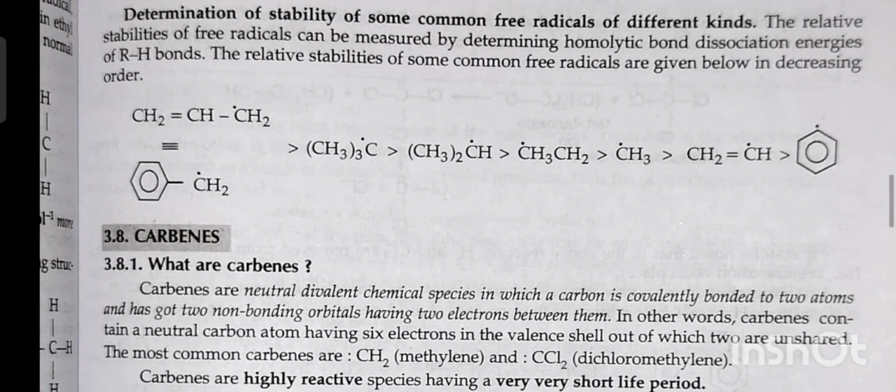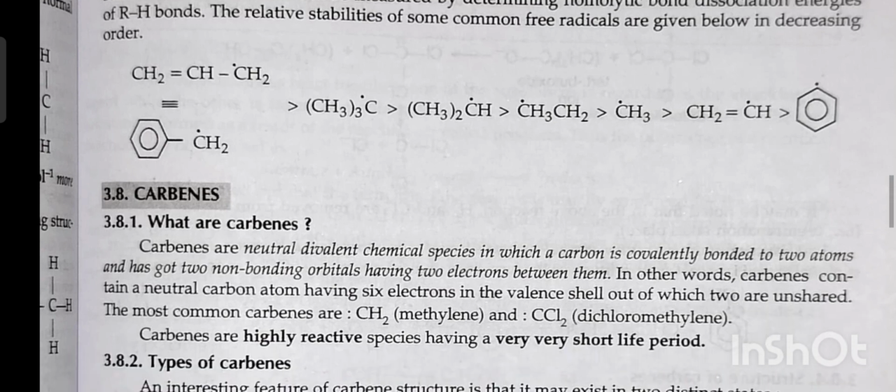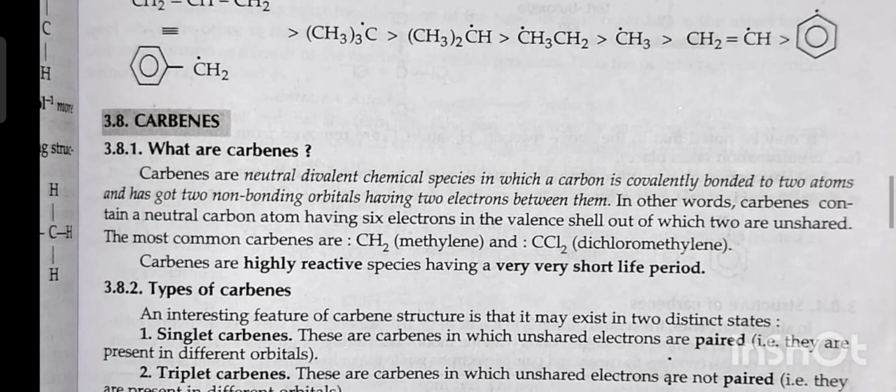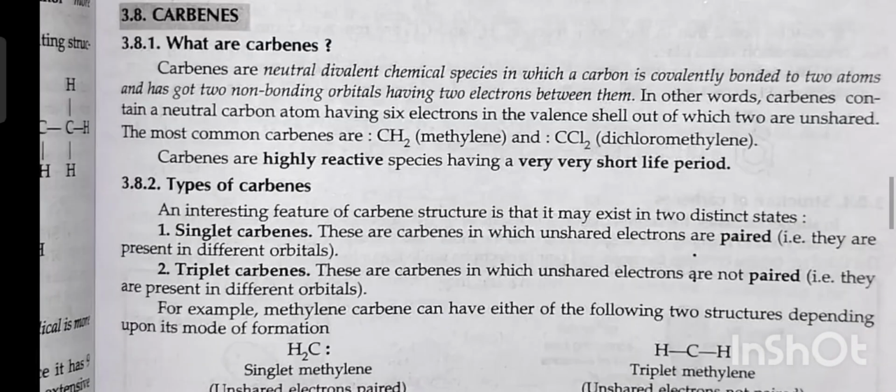Carbene. What are carbene? Carbene are a neutral divalent chemical species in which a carbon is covalently bonded to two atoms and has two non-bonding orbitals having two electrons between them. In other words, carbene is considered a neutral carbon atom having 6 electrons in the valence shell, out of which 2 are unshared. The most common carbenes are CH2, methylene, and CCl2, dichloromethylene. Carbenes are highly reactive species having a very short life.